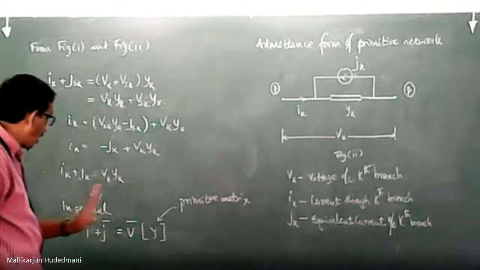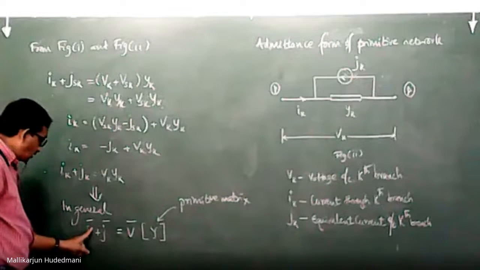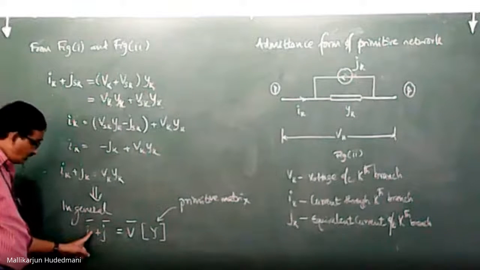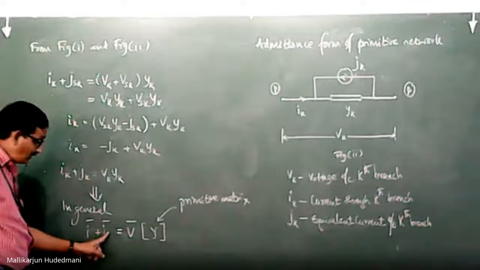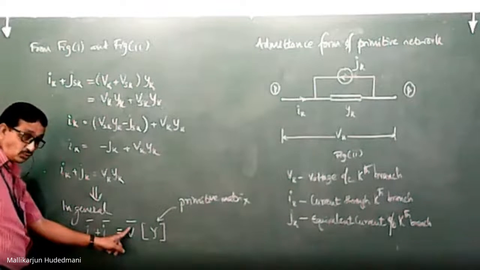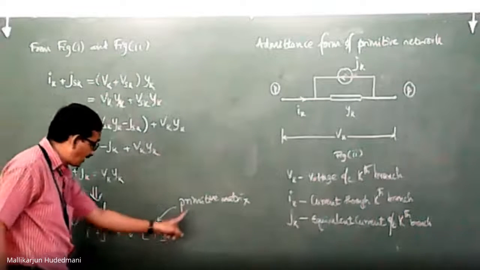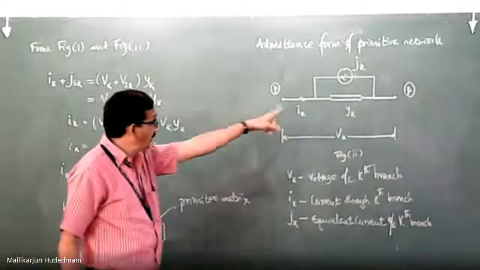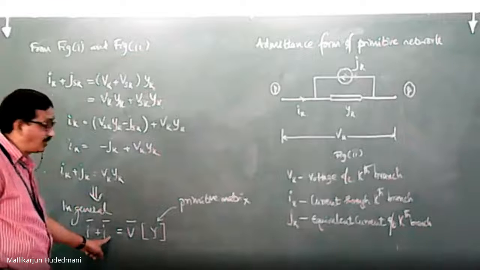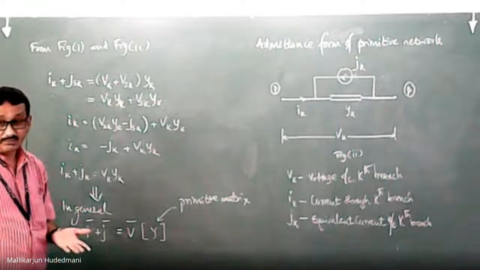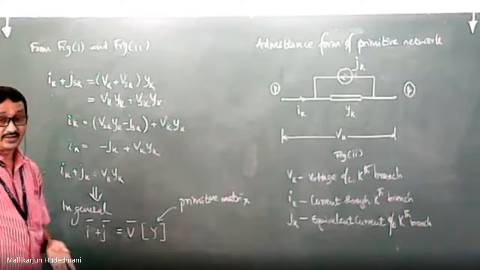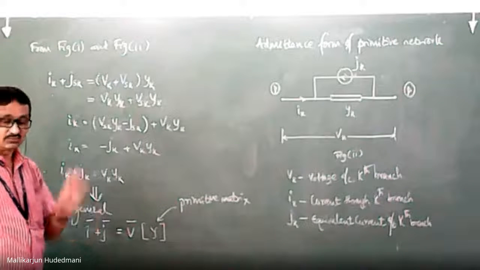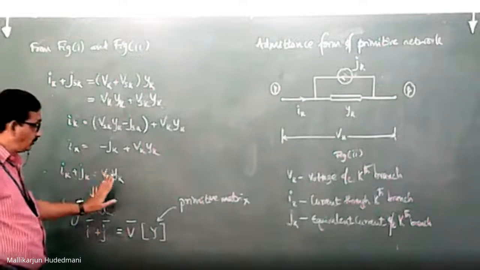So I will stop over here. The vector of injected current, the vector of equivalent current, and the vector of branch voltages multiplied with the primitive matrix give you the equivalent. So figure 2 is valid with this derivation. This is called obtaining the primitive form of elemental data in admittance form. This is one short derivation we need to remember.